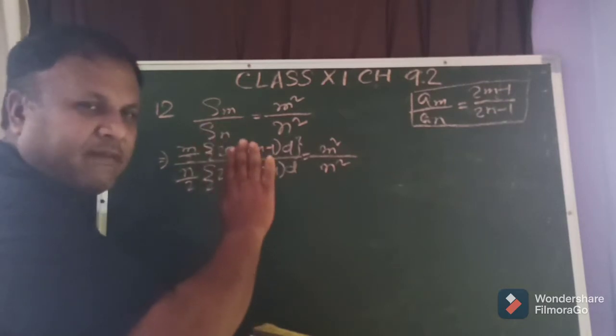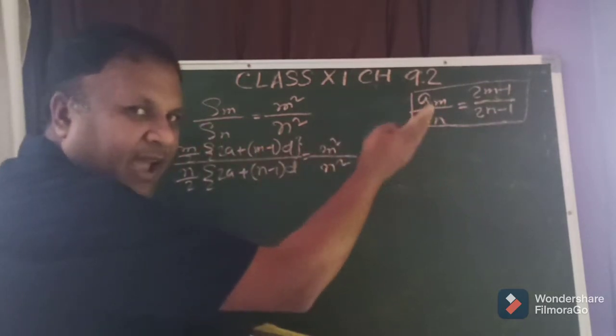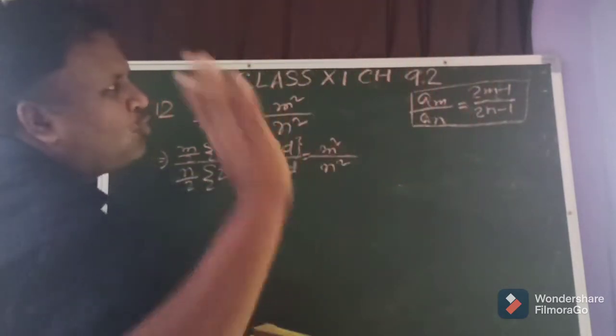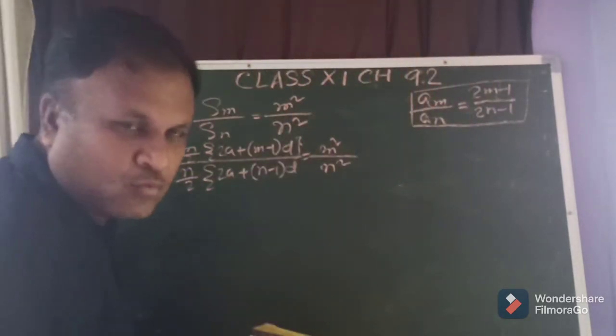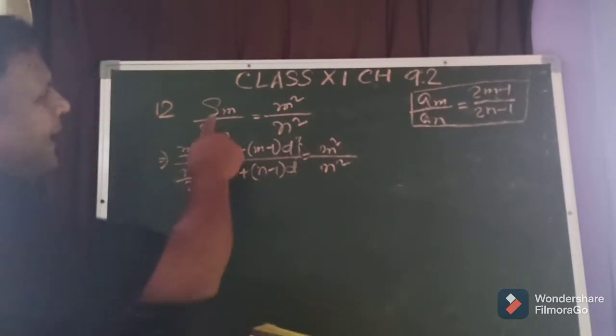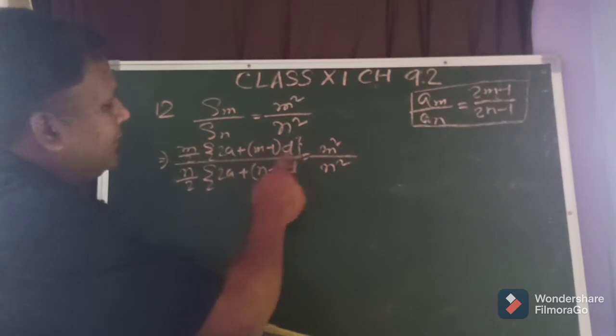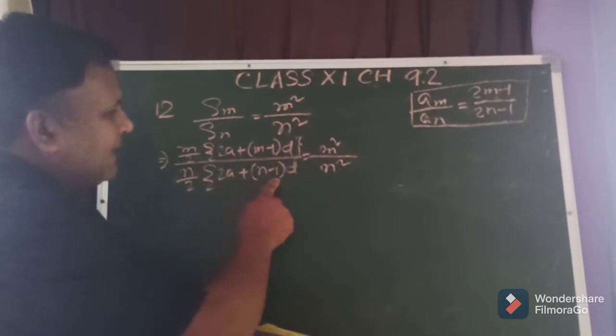The ratio of the sums is given. You have to find out the mth and nth terms and their ratio. So this you have to prove here: (2m minus 1) by (2n minus 1). So Sm is equal to what? Sm is equal to the formula m by 2 into twice a plus m minus 1 into d, over n by 2 into twice a plus n minus 1 into d.